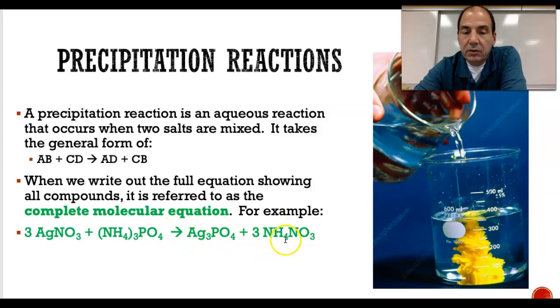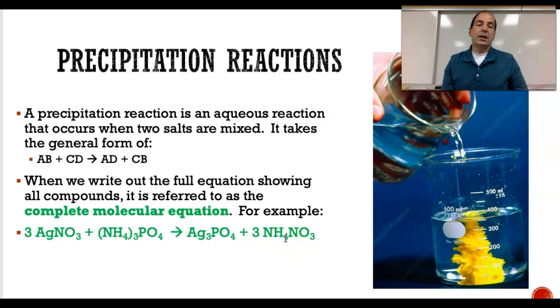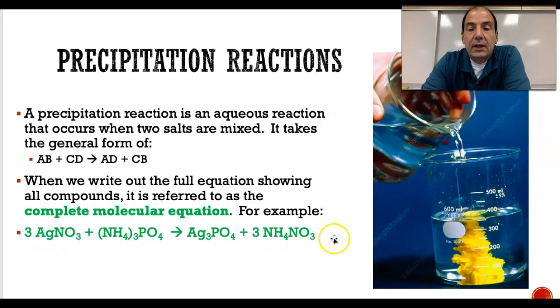Again, look at the reactants versus the product. All I did is swap out the cations, or you could say I swapped out the anions, whichever way you want to look at it. Notice that I did not write in the phases. At this level, you do not have to write out the phases. However, you are expected to know.